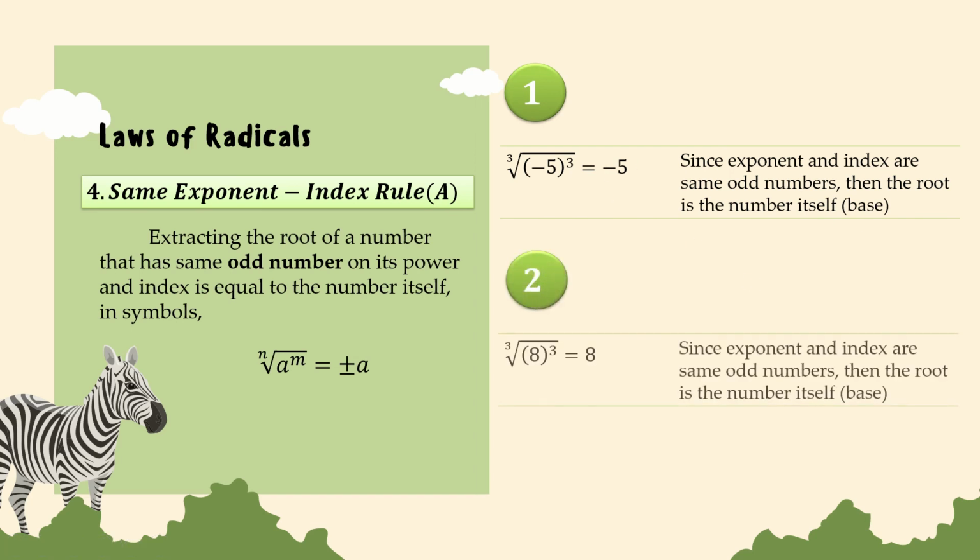Sample number 2. The cube root of 8 cube. Ganina, pro cube root sa ito, no? Pero iyang base negative. Kani atong base kay positive. So dapat ang iyang result should be positive. Since exponent and index are same odd numbers, then the root is the number itself, the base, which is positive 8. See? So difference plus minus a. So depende, no? So makopy sabsaya pa makopyahon nimo ang iyang sign sa base if ang index o ang exponent puro kida.